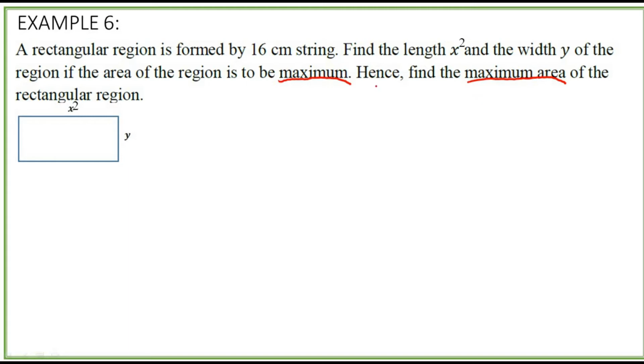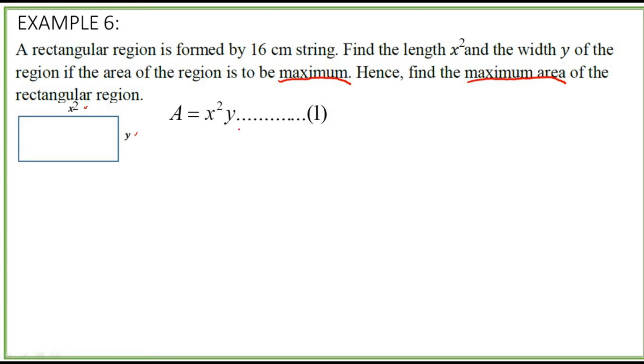So based on the information given in the question, we know that we have a rectangular shape with the length of x squared and our width would be y. From here, our next information is we have to find the maximum area. So the formula for area, as we know, would be length times width, and in this case our equation would be A, standing for area, equal to x squared times y, and I denote this as my first equation.